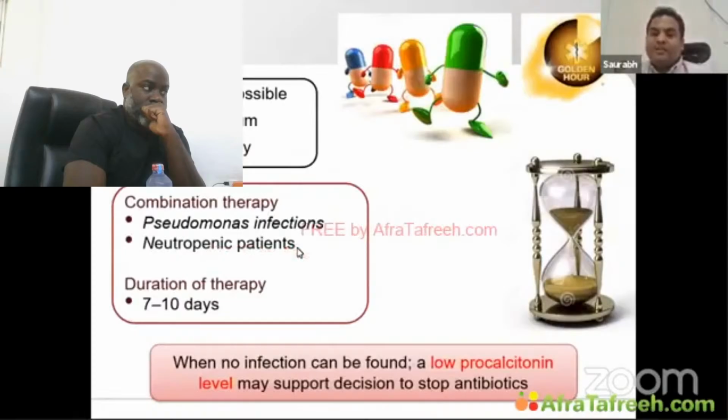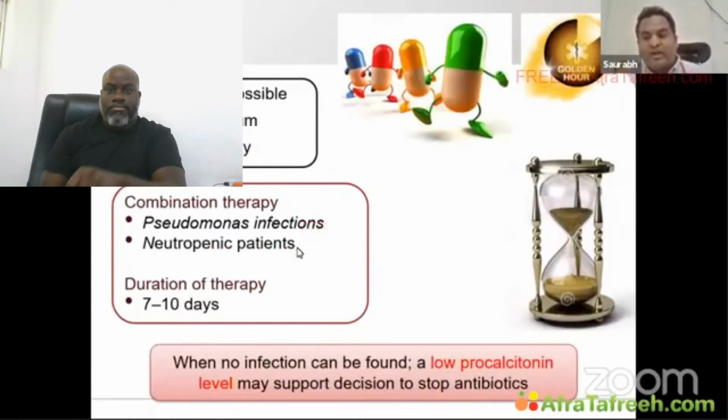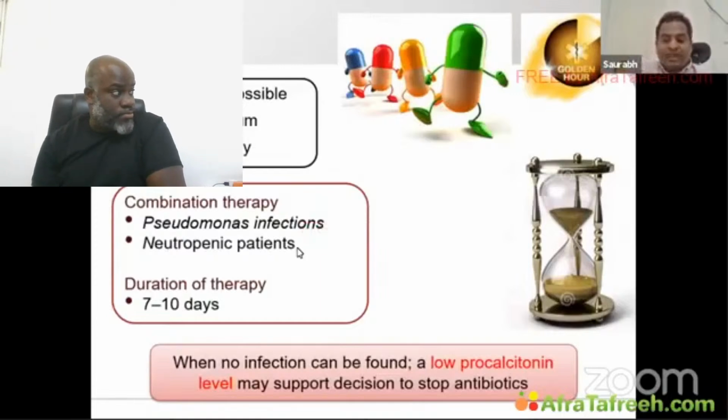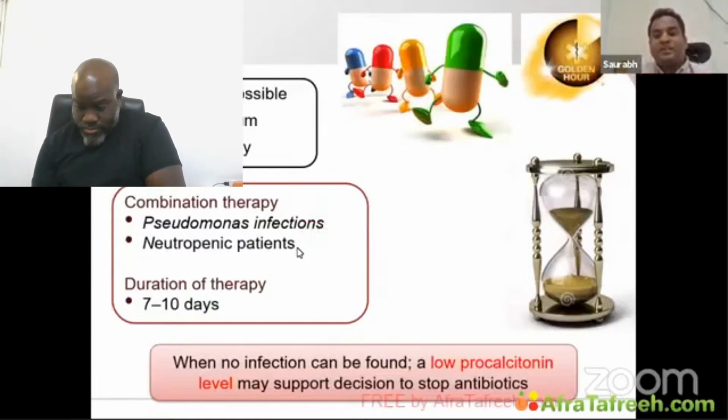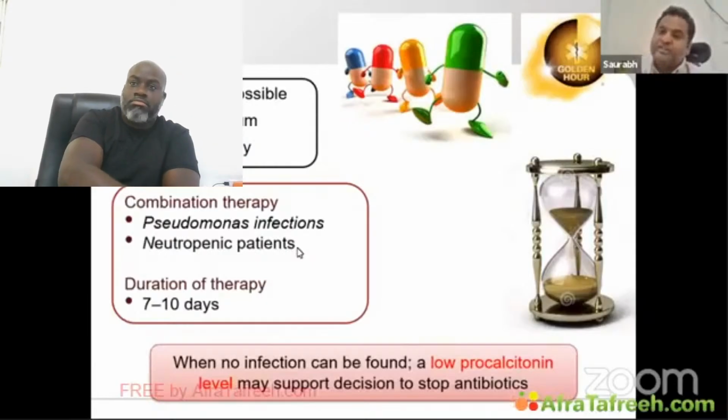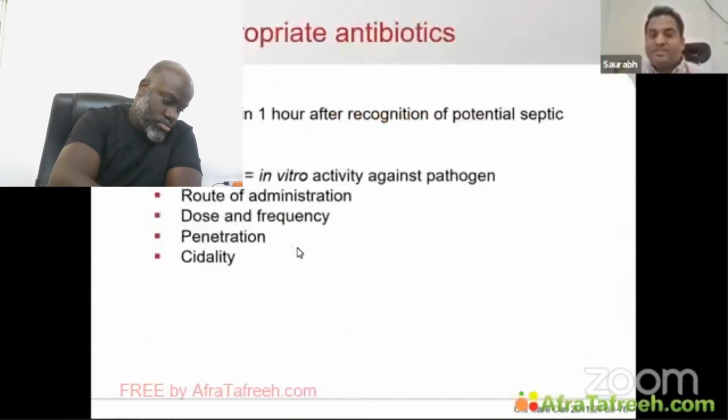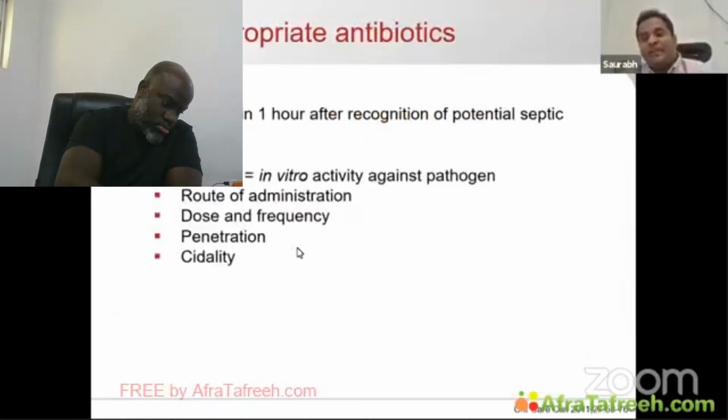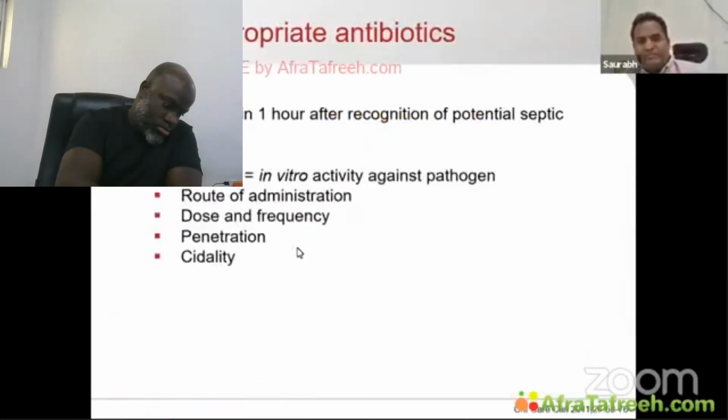And the duration of therapy will vary depending upon the site of infection or the origin of infection, whether it is community acquired or hospital acquired, or by an MDR organism or a susceptible organism. If you are not able to find an infection, then there is something called procalcitonin level measurement. We will see how procalcitonin helps in de-escalation of antibiotics.